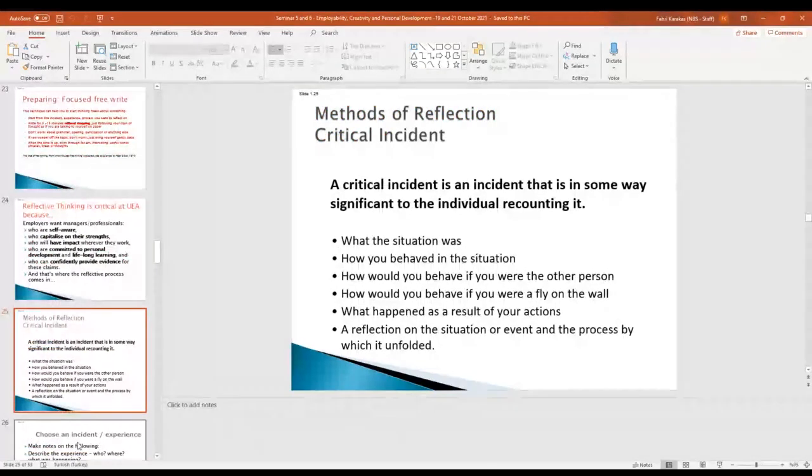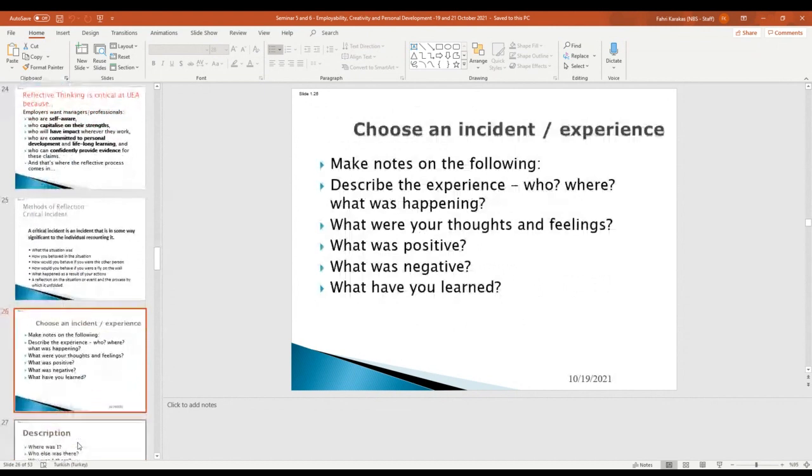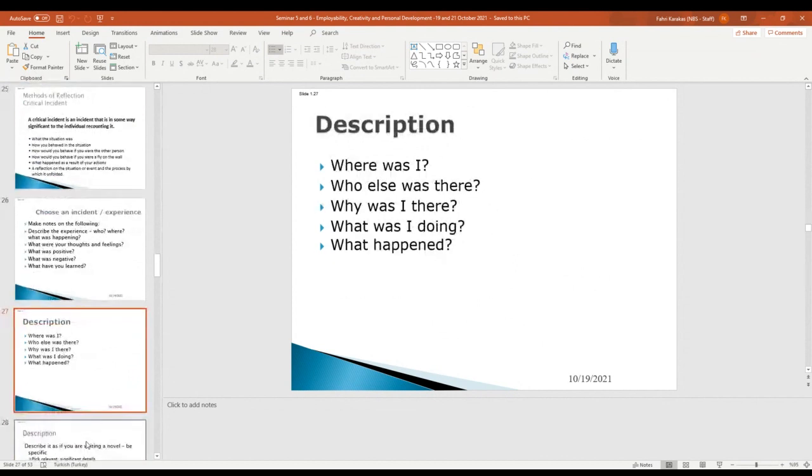So you will choose something, a critical incident. It is in some way significant to you. Why was it significant? You will analyze it and learn from it. So please choose your incident. What happened? Describe it. What was positive? What was negative? What were your emotions? So we will start with description.